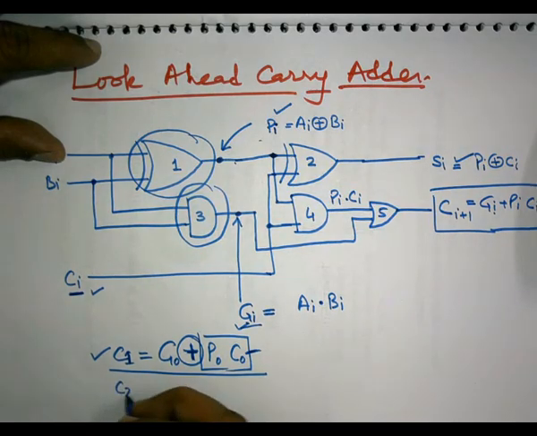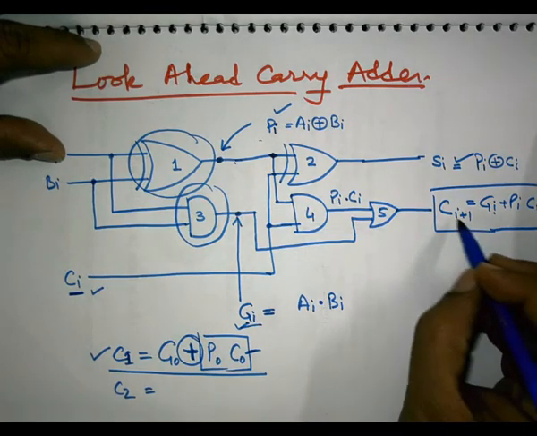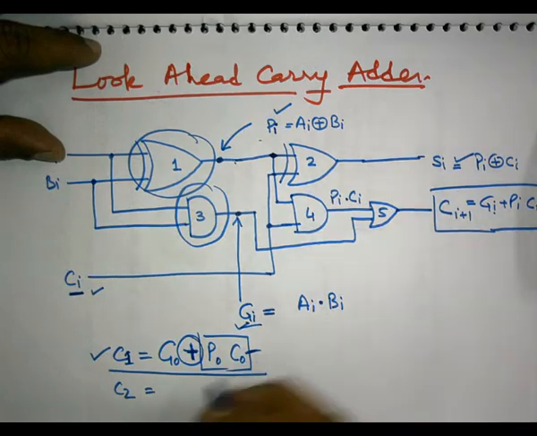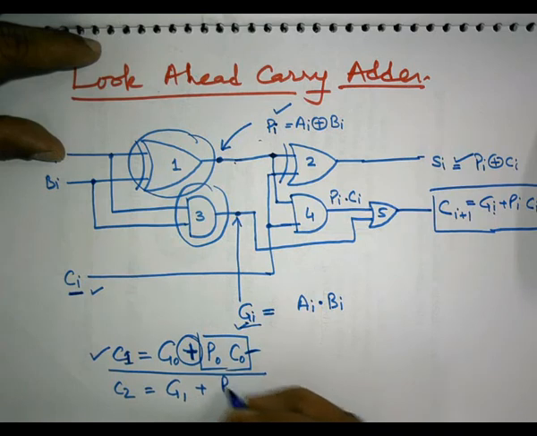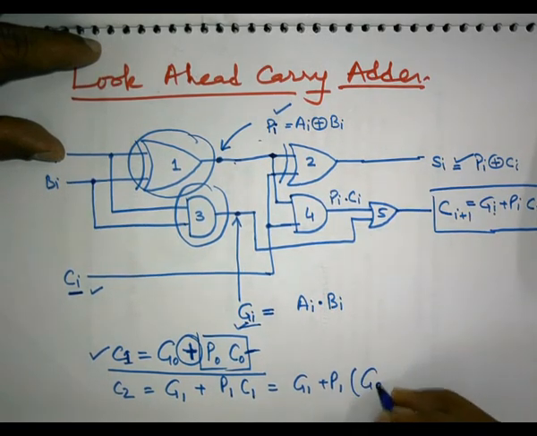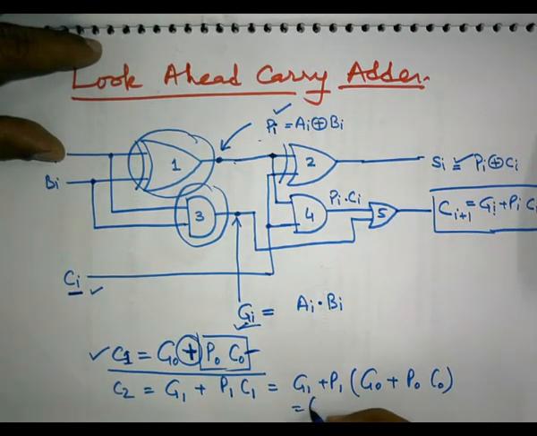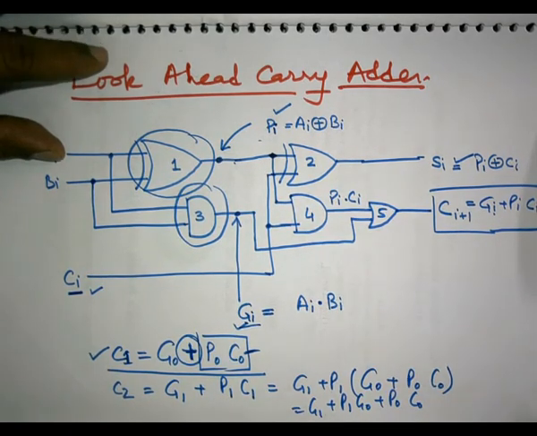Okay. What about C2? The carry for the next position. If I write the expression of C2 in terms of this, this will be equal to G1 plus P1 C1. What is C1? This is G0 plus P0 C0. Okay, so this will be equal to G1 plus P1 G0 plus P0 C0.